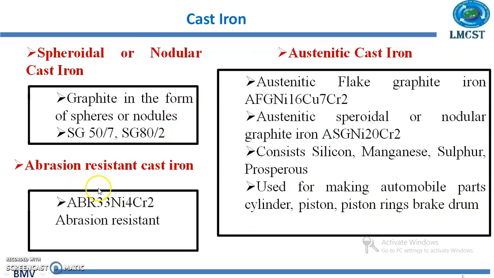Then we have abrasion resistant cast iron, and these are alloys of cast iron. Here this is the designation. The number indicates the tensile strength in kilogram per millimeter square, and here it means 4% of nickel and 2% of chromium.